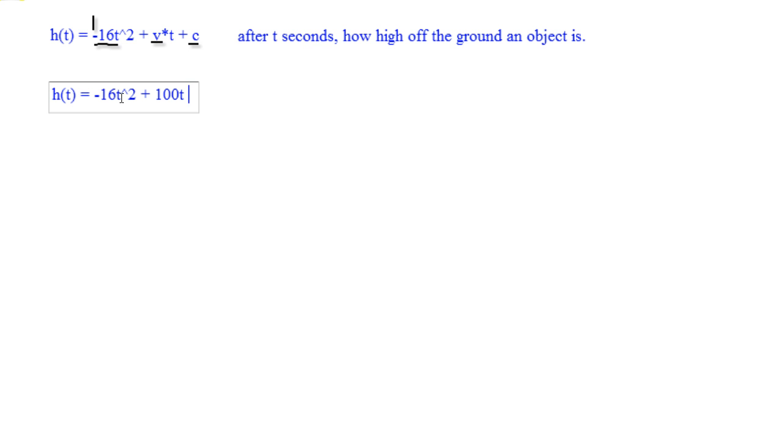Okay, and the cannon was 10 feet off the ground. This would be our formula that we would use. Now to find the highest point, if I wanted to find the max height that this guy reached, I would first need to find the vertex.